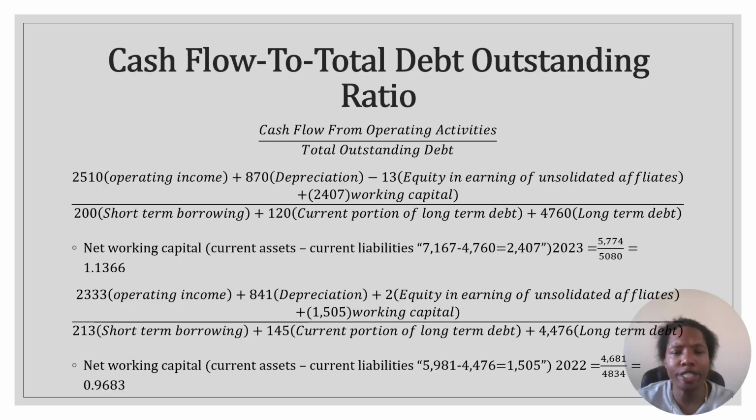Cash flow to total debt outstanding: cash flow from operating activities divided by total debt outstanding. Operating income plus depreciation, subtract equity from earnings of unconsolidated affiliates, plus working capital, divided by short-term borrowing plus current portion of long-term debt plus long-term debt. Net working capital, equal to current assets divided by current liabilities, for 2023 equals 1.1366, and 2022 equals 0.9683.